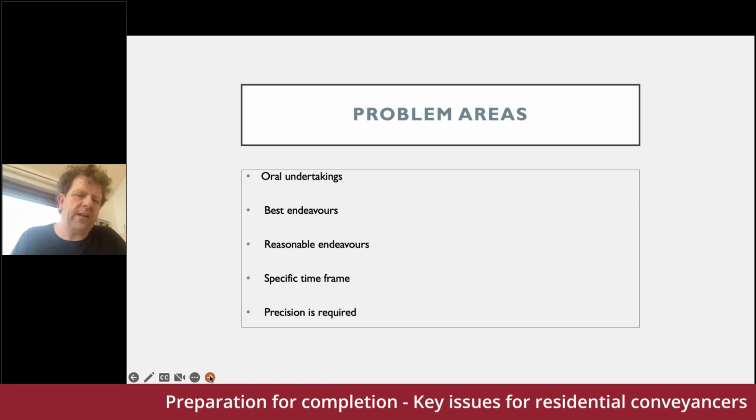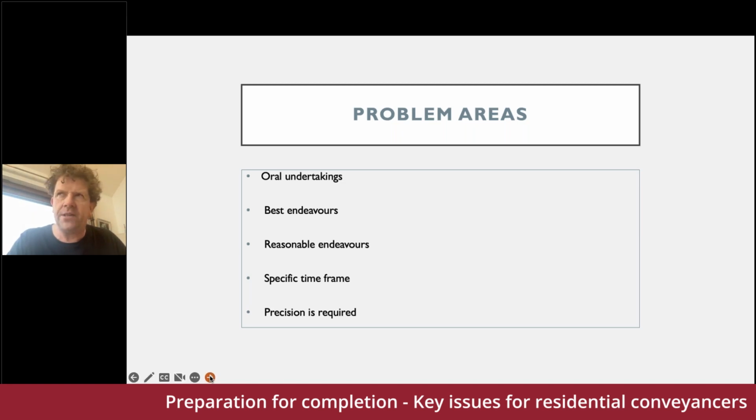Best endeavours and reasonable endeavours always require clarification, in my view. Undertakings should specify a time frame. Undertakings need to be recorded on file and in a register, and that register or the file needs to record when the undertaking is being complied with and is discharged. Keyword on this slide: precision.